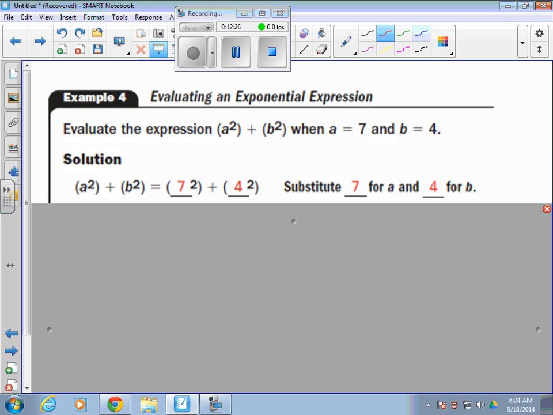Okay, let's take a look at example number 4, evaluating an exponential expression, a squared plus b squared when a is 7 and b is 4. Notice this is just like the second example from a second ago.